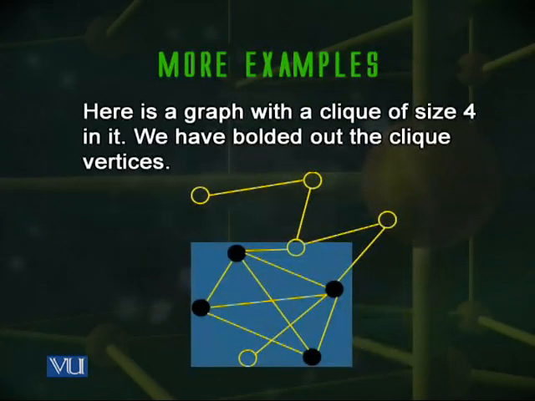This graph itself is not a clique, but it contains a clique of size 4 because there are 4 vertices in it which are all connected to each other. So these 4 vertices mutually have 6 edges between them. We have bolded out the clique for you to see.